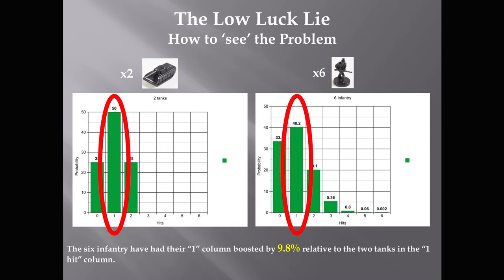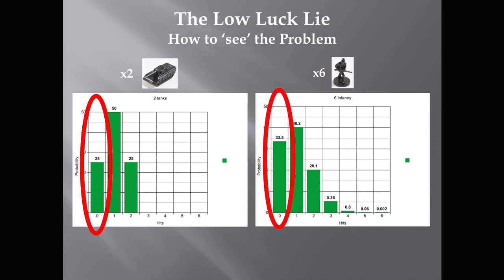So already there seems to be a disparity, but perhaps that's made up for somewhere else on this graph. Let's do a comparison with a different column. Let's use the 0 column here. So again, when we use pure luck, 2 tanks will miss 25% of the time, and 6 infantry will miss 33.5% of the time. And since low luck drops these columns to 0, once again we see a gain for the infantry. The infantry gain 8.5% more than the armor.